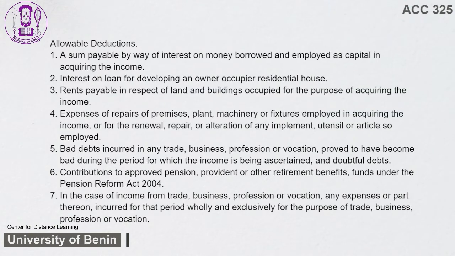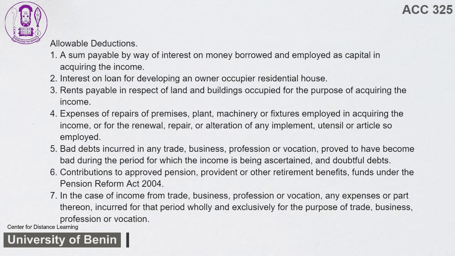Allowable deductions. 1. A sum payable by way of interest on money borrowed and employed as capital in acquiring the income. 2. Interest on loan for developing an owner-occupier residential house. 3. Rents payable in respect of land and buildings occupied for the purpose of acquiring the income. 4. Expenses of repairs of premises, plant, machinery, or fixtures employed in acquiring the income, or for the renewal, repair, or alteration of any implement, utensil, or article so employed. 5.